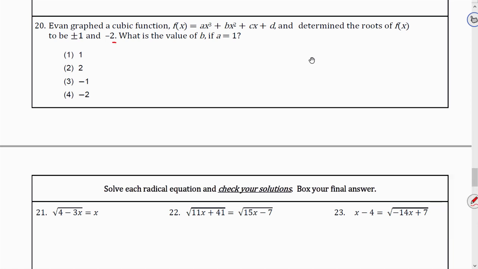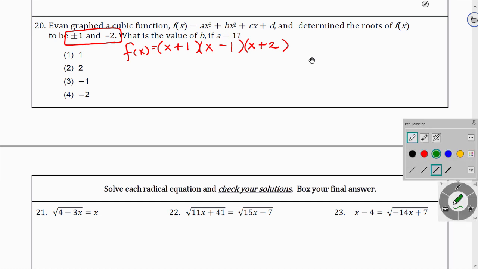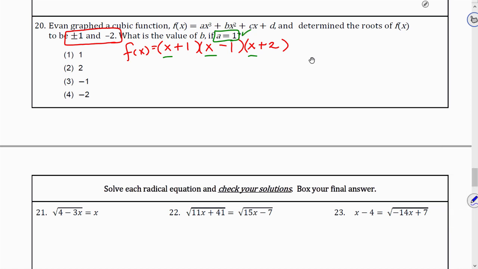So if these are my roots, I have plus or minus 1. That means if I factor it, I would get x plus 1 and x minus 1, which would give me roots of plus or minus 1. A root of negative 2 means I also have x plus 2. Let me check my a. If I multiply the leading terms from each of these, I get x cubed, which would be true if a is equal to 1. So that checks. I don't need to multiply by any other number. So I simply need to multiply this out and see what I get for b.